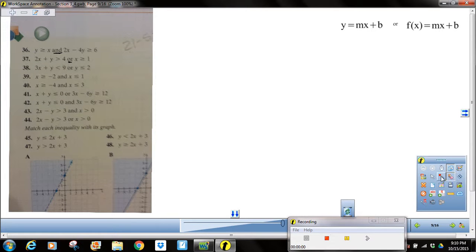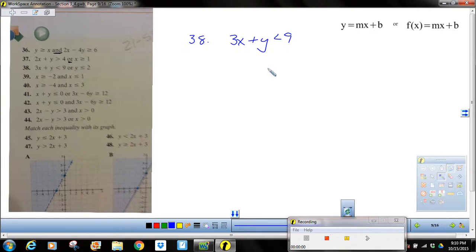Okay, next problem. 38. The first one is not in slope-intercept form. Just to save time here, I'm going to do transposition. The 3x is on the wrong side. I'm going to move it over here and make it -3x. The 9 didn't move. It's still on the right side. Still positive. Okay, and this one is finished. It's or. And the other equation is y is less than or equal to 2.